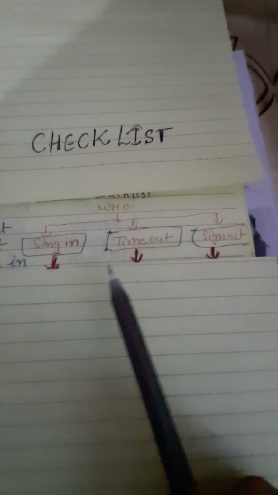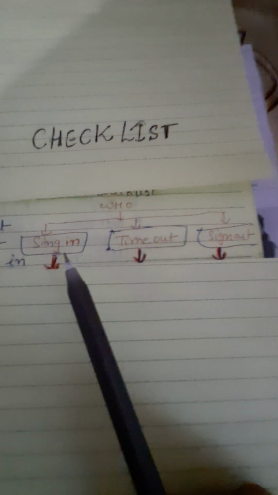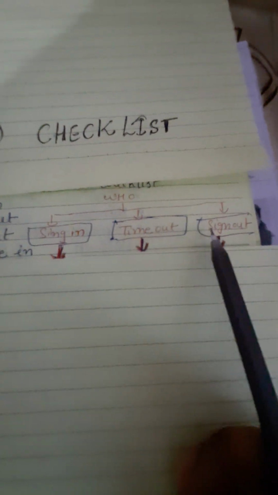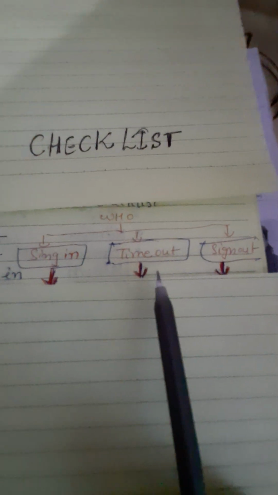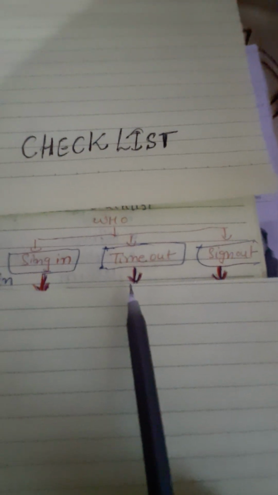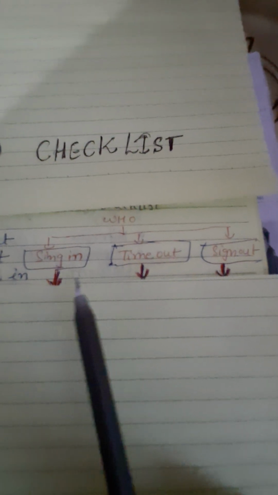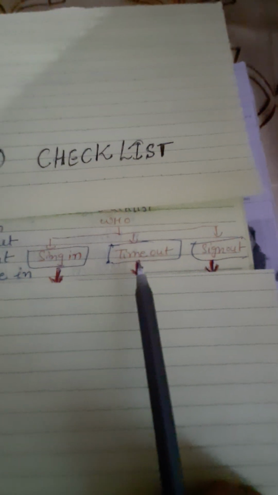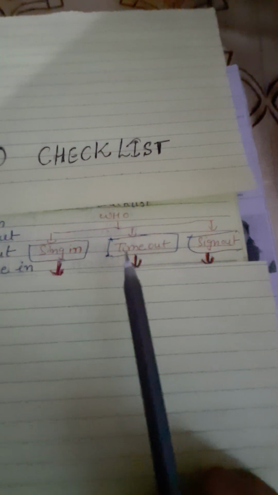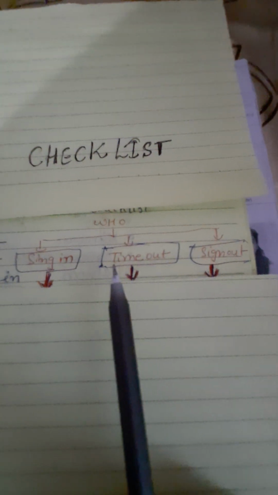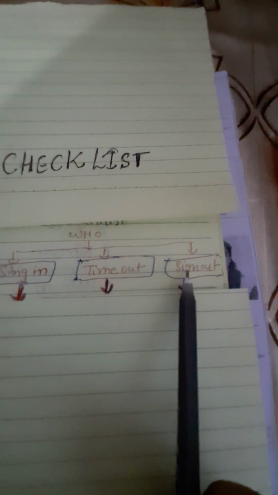If you remember these three components, then you just read sign in and sign out. These two will be there. And the one is time out, not time in. Sometimes people will give time in, so we get confused between sign in and time in. You have to be very careful. Time in is not included in the WHO checklist. There are three components: sign in, time out and sign out.